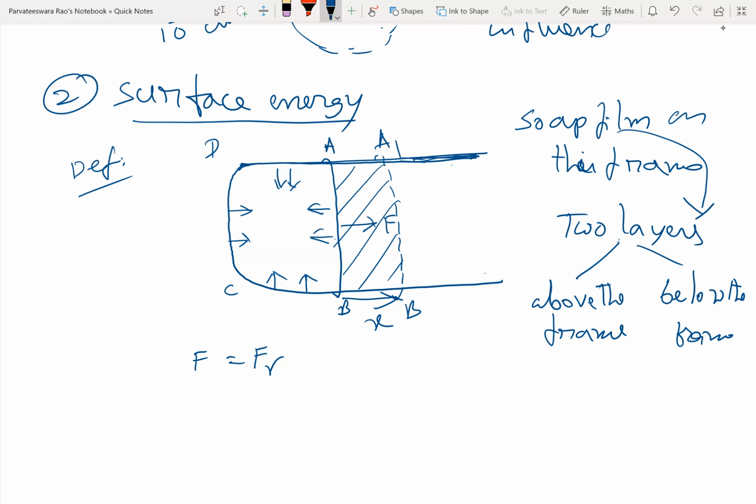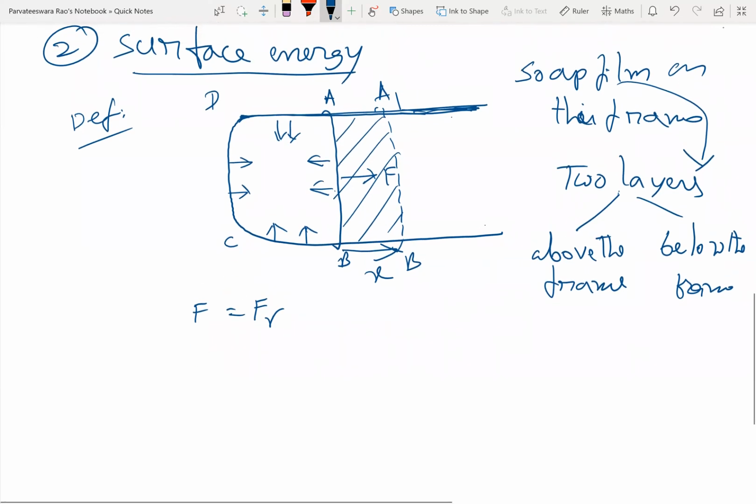Work done in increasing the surface area of a surface film against the surface tension forces will be stored in the film as surface energy.